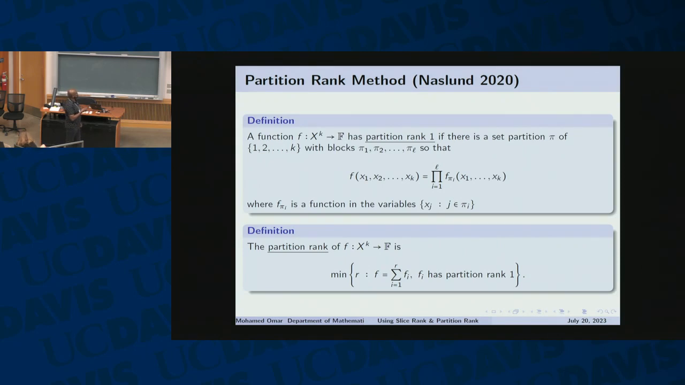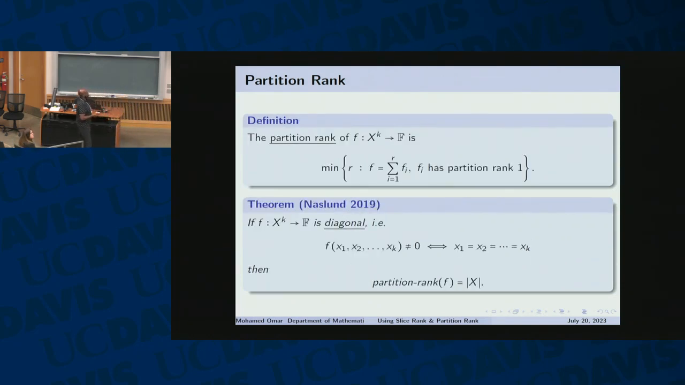partition rank 1 functions, and he introduced the idea of partition rank in general, which is, for a particular function, the minimum number of partition rank 1 functions you can write it as a sum of. So it's a similar analog to slice rank. Okay, and he had a similar theorem as well that said in the case that your function is diagonal, with non-zero diagonal, the size of your set is actually equal to the partition rank. So in the case where you're actually diagonal, slice rank and partition rank and the size of your set are all the same.